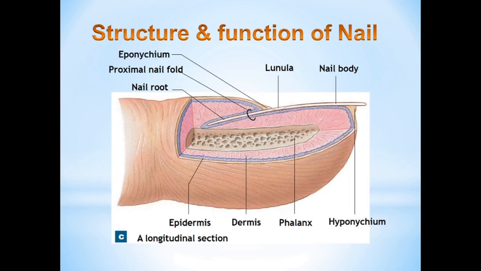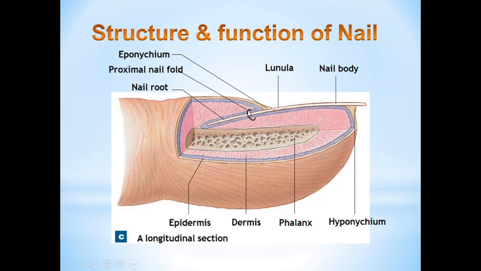This is the longitudinal section of the nail. In this picture you can see this is the nail body. Below that there is the base. Above that there is the nail body. Below the tip of the nail body there is the skin which is called hyponychium. And above that there is the skin which is called eponychium. The below skin is called hyponychium, while the above skin is called eponychium.